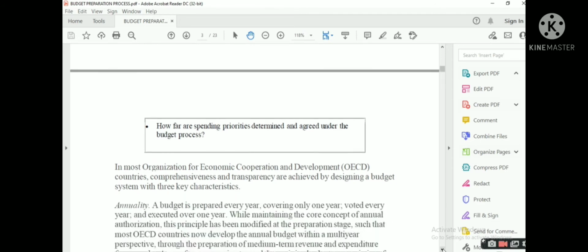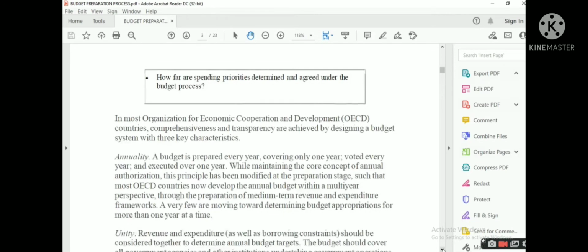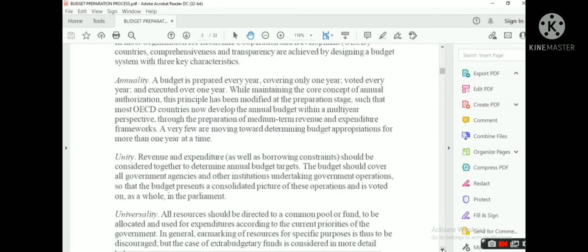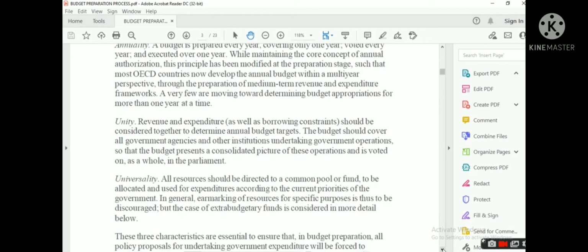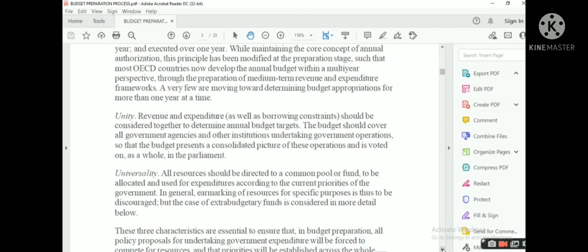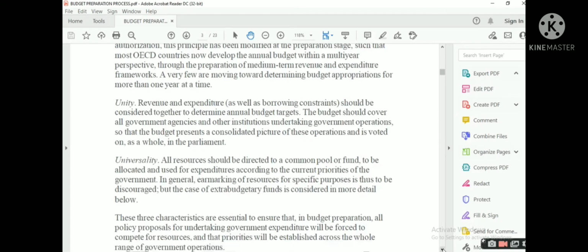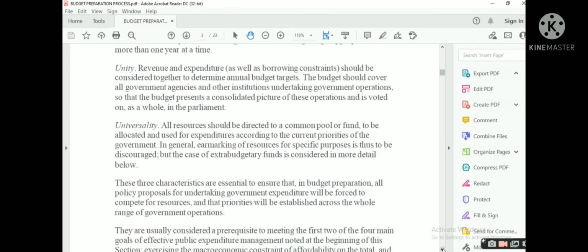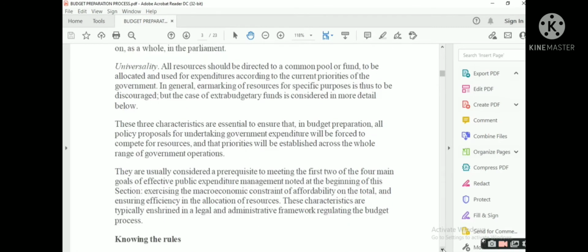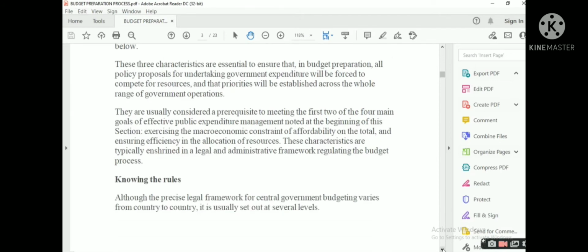Revenue and expenditure, as well as borrowing constraints, should be considered together to determine annual budget targets. The budget should cover all government agencies and other institutions undertaking government operations, so that the budget presents a consolidated picture of these operations and is voted on, as a whole, in the Parliament. Universality: all resources should be directed to a common pool or fund, to be allocated and used for expenditures according to the current priorities of the government.